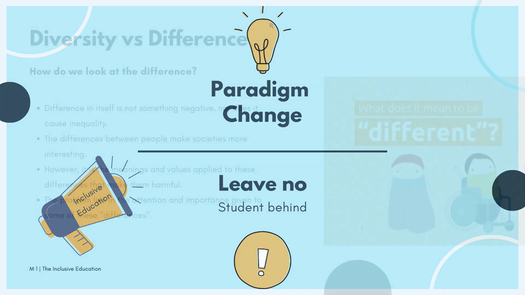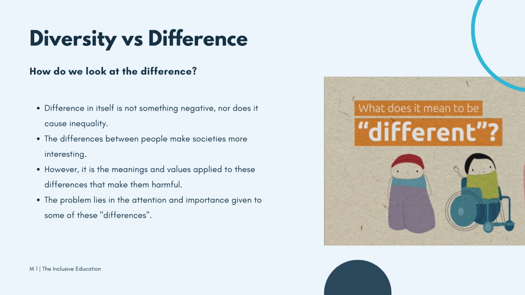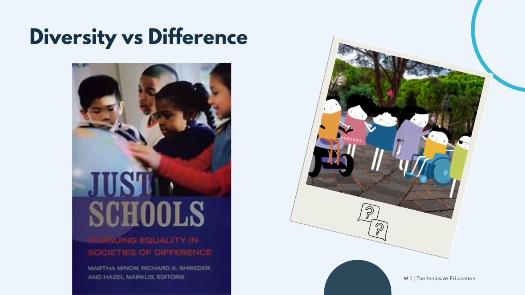When we talk about diversity, we often find ourselves talking about difference. And before we talk about diversity itself, I would like to invite you to think about how we look at difference. Martha Minow, in her book Just Schools, says that we should question the way things are, and look at difference as being a relationship with someone, and that we need to be very critical when we think about who we are judging to be different.